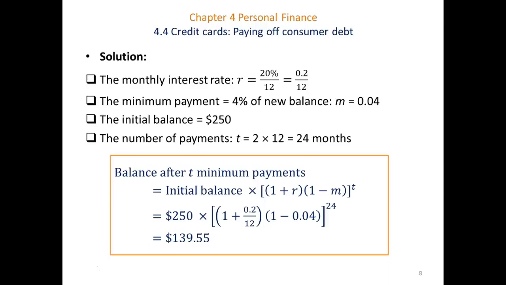The monthly interest rate is R equals 20% divided by 12, or 0.2 divided by 12. The minimum payment is 4% of the new balance, which is M equals 0.04. The initial balance is $250. The number of payments is T equals 2 times 12, equals 24 months. The balance after T minimum payments is equal to the initial balance times (1 plus R) times (1 minus M) to the power of T, which is equal to $250 times (1 plus 0.2 divided by 12) times (1 minus 0.04) to the power of 24, and that's equal to $139.55.